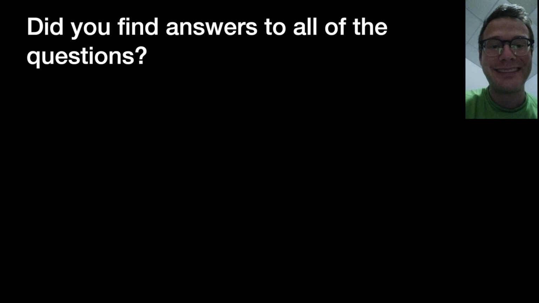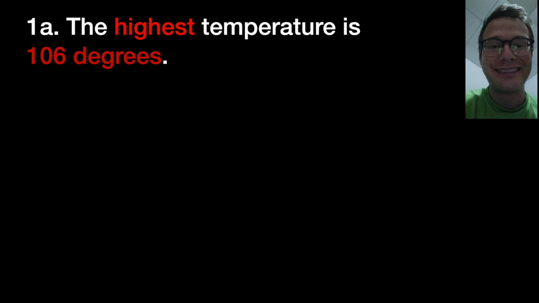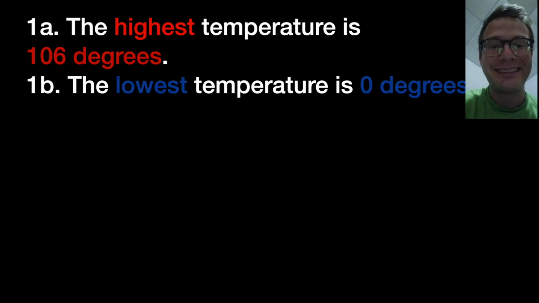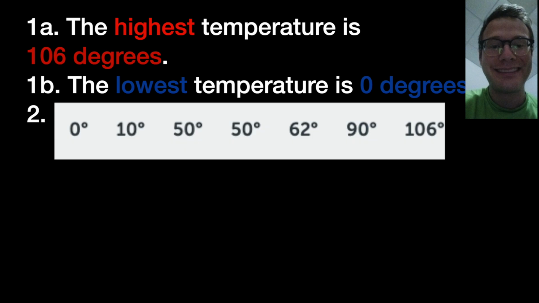Did you find answers to all the questions? Let's go over them. What is the highest temperature this week? It's 106 degrees. Remember, this is in Fahrenheit. If this were Celsius, everyone would be dead, because it'd be so insanely hot. Second question. What is the lowest temperature? 0 degrees.